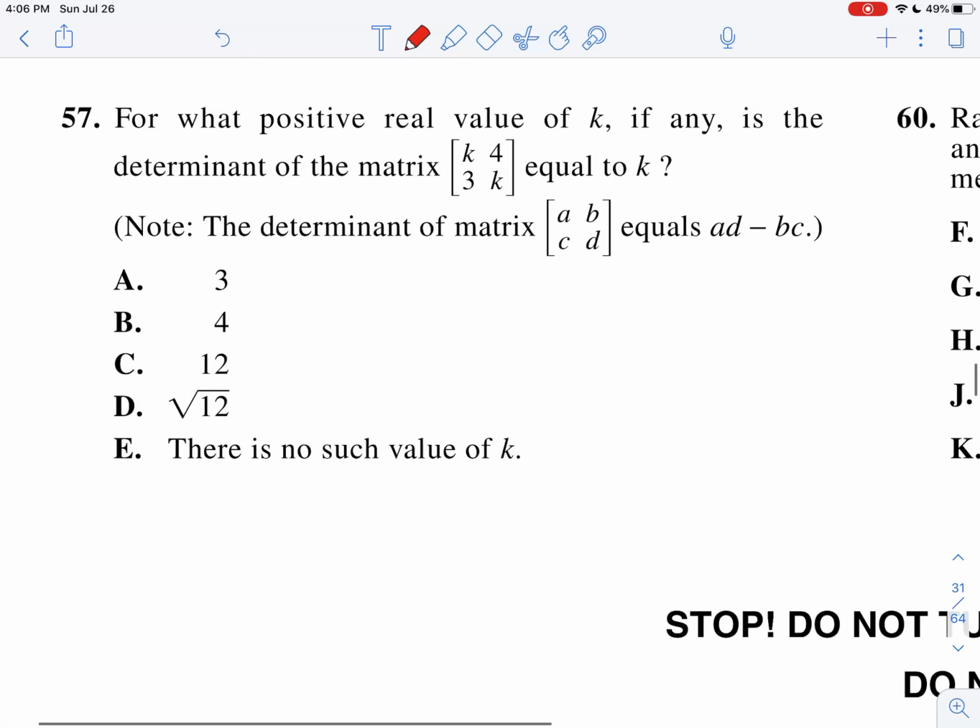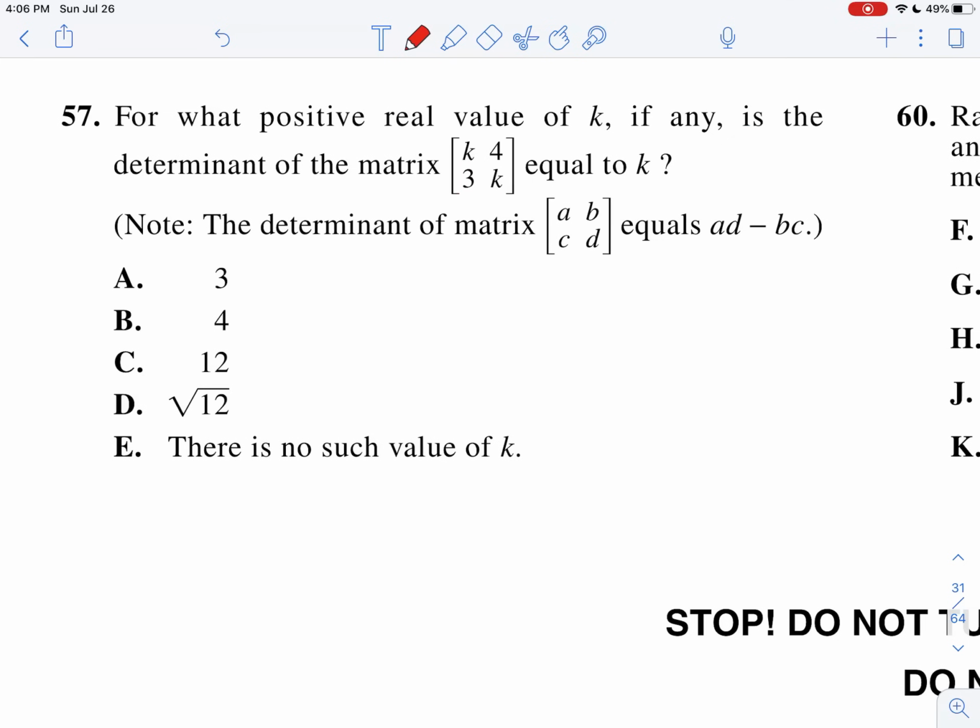For what positive real value of k, if any, is the determinant equal to k? Now, you might not know what a determinant is, but they define it here for you. So you basically take a and d, multiply them together, so that would be k and k, and you subtract from that b and c multiplied together. So our determinant for this is going to be k times k minus 4 times 3, and that has to equal k, like they said.